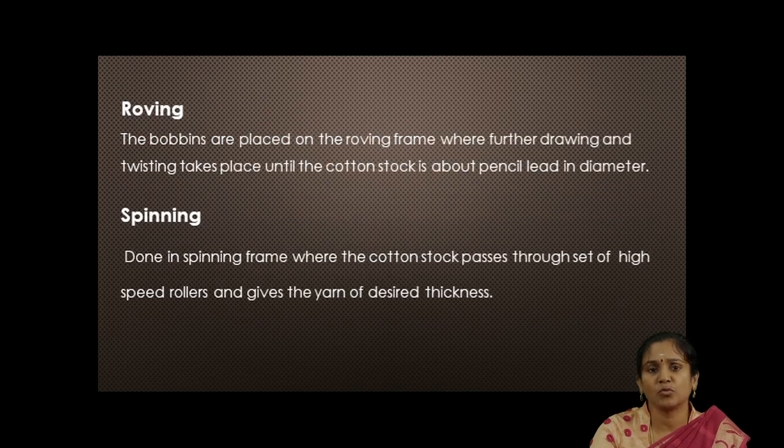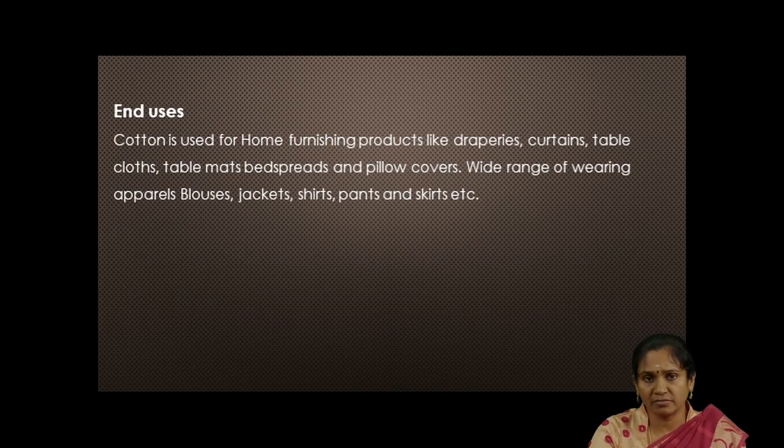Next process is roving. The bobbins are placed on the roving frame where further drawing and twisting take place until the cotton strand is about pencil-like diameter. In this roving process, the fibers are converted into slivers. The slivers are of pencil-like diameter. Next process is spinning. It is done in a spinning frame where the cotton strand passes through a set of high-speed rollers and gives a yarn of desired thickness. So the fibers are converted into yarn. The last process is spinning.